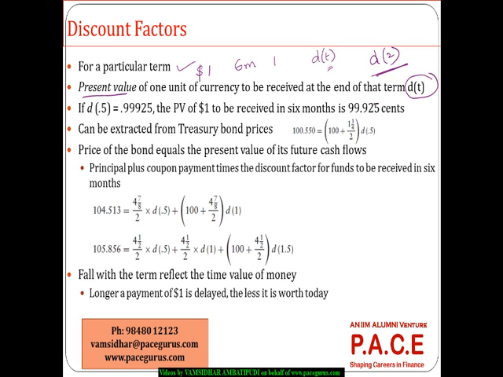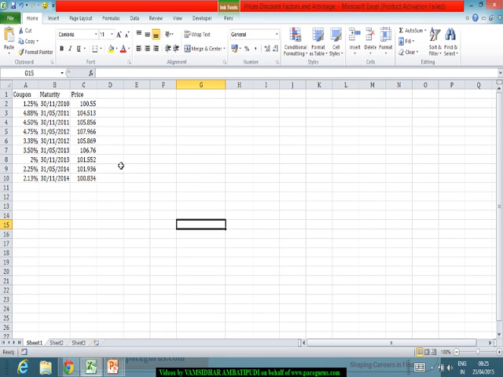Let's say 2 years. If I am receiving $1 at the end of 2 years, what is the present value of that? That is what we call the discount factor. So if I am saying the discount factor of 0.5 is 0.99925, it means that the present value of $1 that I am going to receive after 6 months, right now, is equal to 99.925 cents. And generally what we do is we extract it from the treasury bond prices. Let's see how we do it.